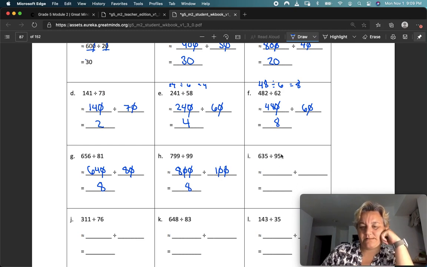Next. All right. What do we see here? I see 63. I know 7 goes into 63 9 times, so I could do 630 divided by 90. That's going to be pretty close. It's not rounding. I could round that up. It said rounding, so let's do rounding.